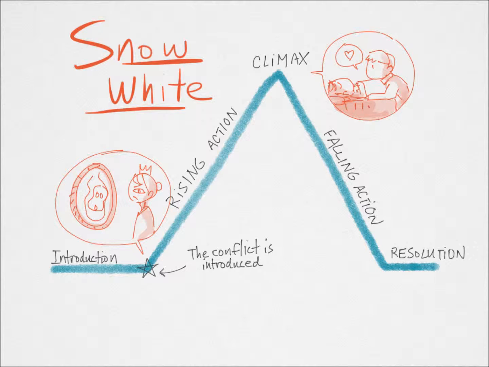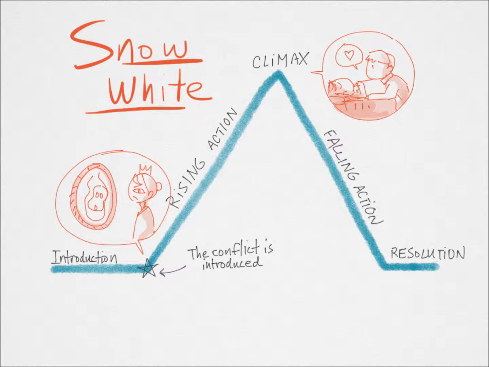So the conflict is introduced when the person versus person conflict begins, and that's when Snow White's stepmom has a problem with Snow White. She looks in the mirror, she finds that Snow White is more beautiful, and she becomes angry, and she wants to do something about it. That's when the conflict is introduced. Once that conflict is introduced into the story, then we have the rising action. All the things in the story of Snow White begin to happen.